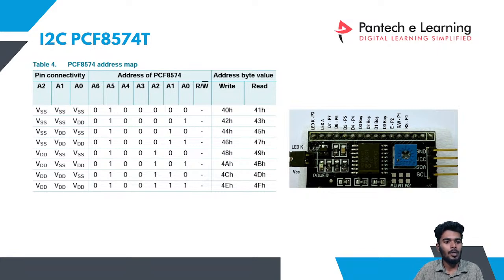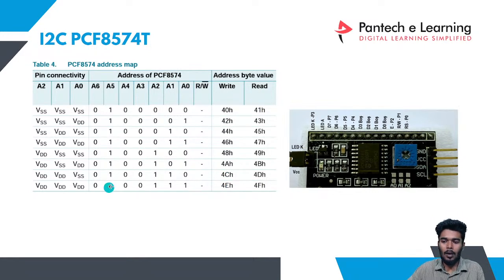It selects the slave by sending the address, right? So we have to know the address for this specific I2C module IC. You can see we have A0, A1, A2. As per these, we will have the addresses. If you want to write, you have to use these addresses. If you want to read, you have to use these addresses.